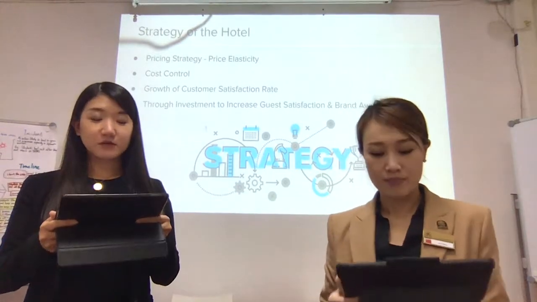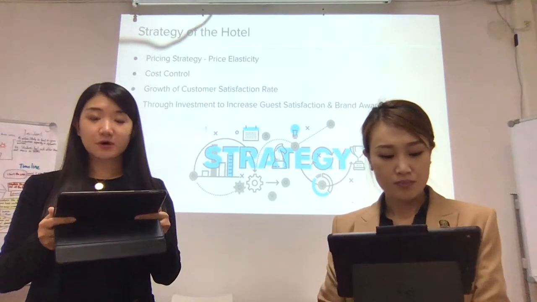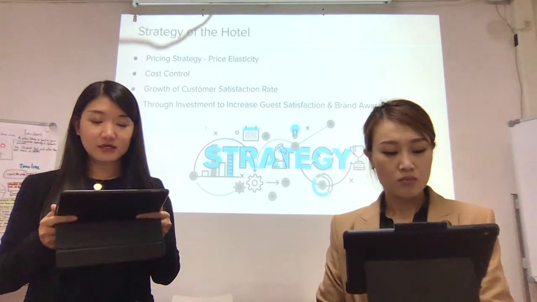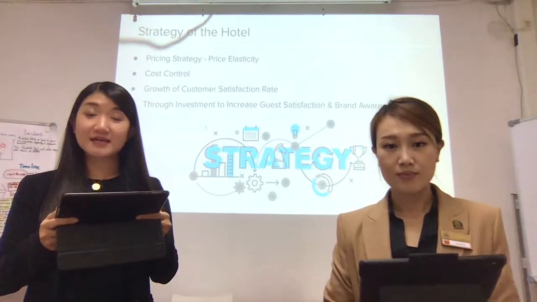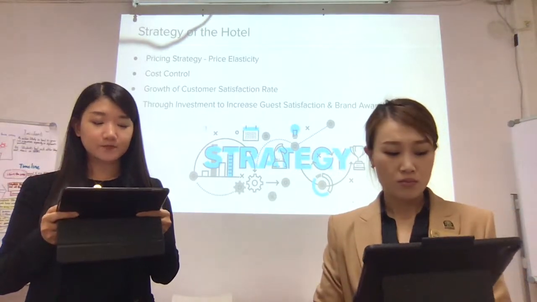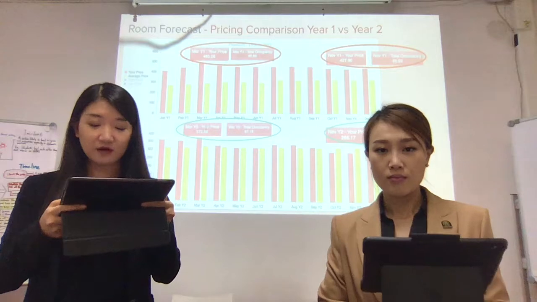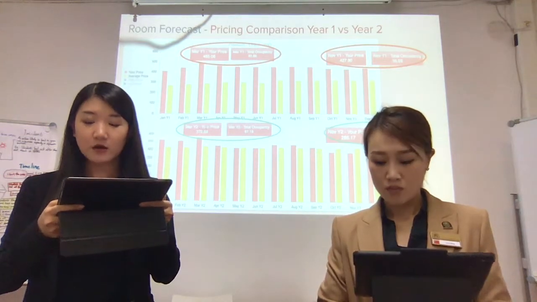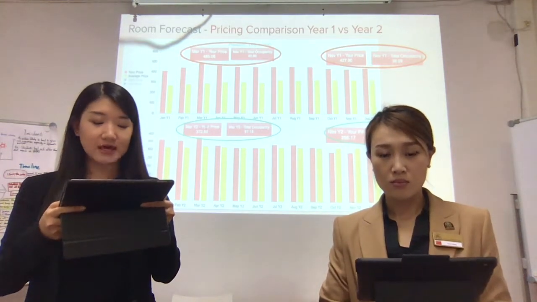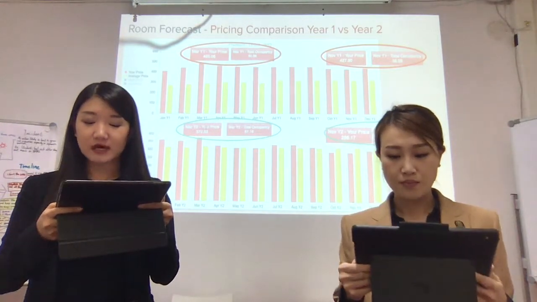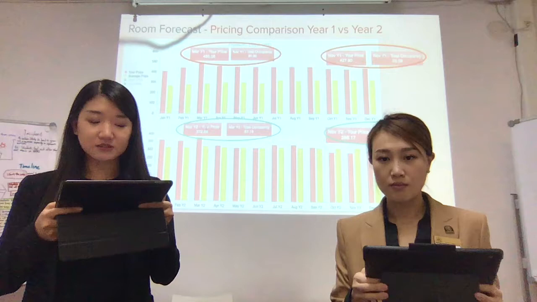Following, we will have our strategy for the hotel. First is pricing strategy, cost control strategy, growth of customer satisfaction rate, and investment to increase guest satisfaction and brand awareness. Start from the room focus. In the first year, with the benefit of location in Geneva and being a 4-star hotel, we set our room rate at 430 at the beginning, because our idea is to build this hotel as a theme hotel, which targets higher level customers.